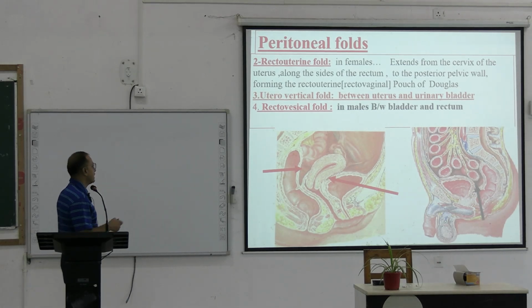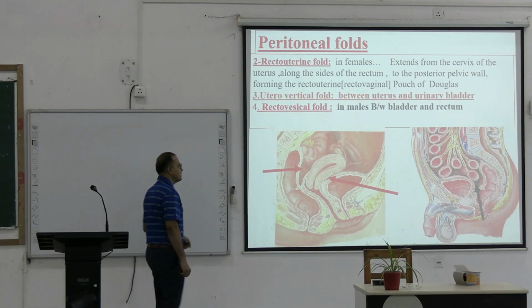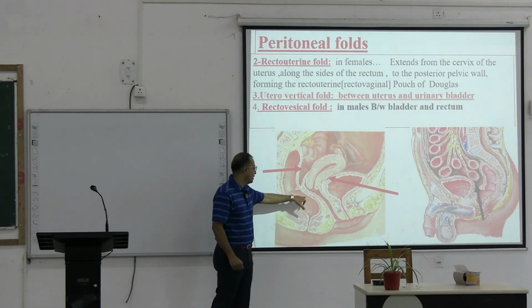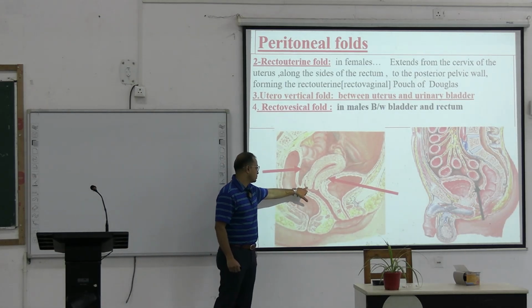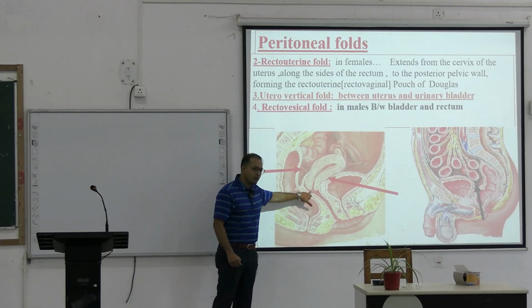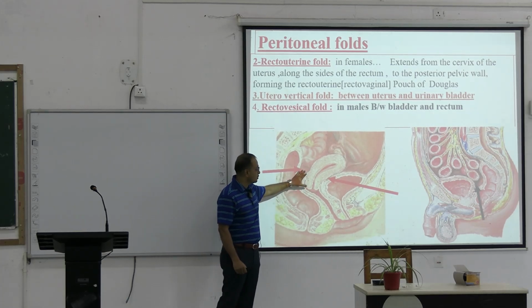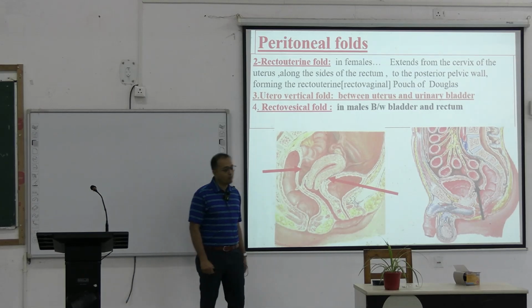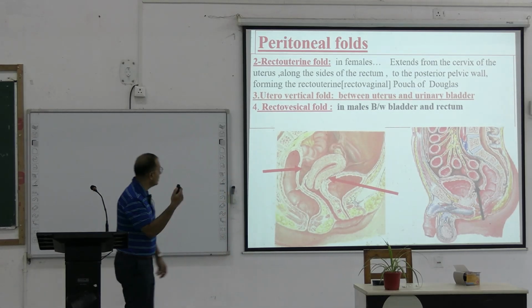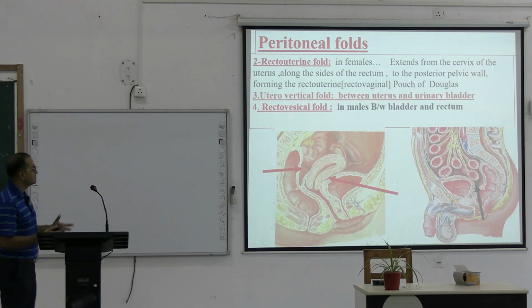This fluid can be drained out through a surgery. We call it culdoscopic drainage, through the posterior fornix. Through this posterior fornix of the vagina, you can reach this part and drain it. So if you have an abscess over here, which we call a pelvic abscess, it can be drained through this posterior fornix of the vagina, which is a non-invasive surgery.